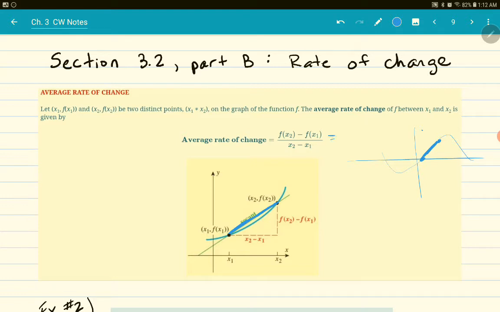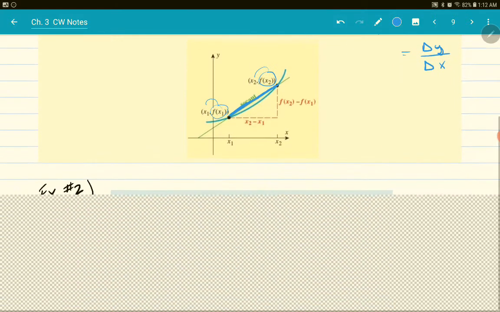So this is really y2 minus y1 over x2 minus x1, where our y's are the corresponding evaluated function values. Or you can think of this also as rise over run, or change in y over change in x. So a couple different ways to think about that. Let's see that in action.